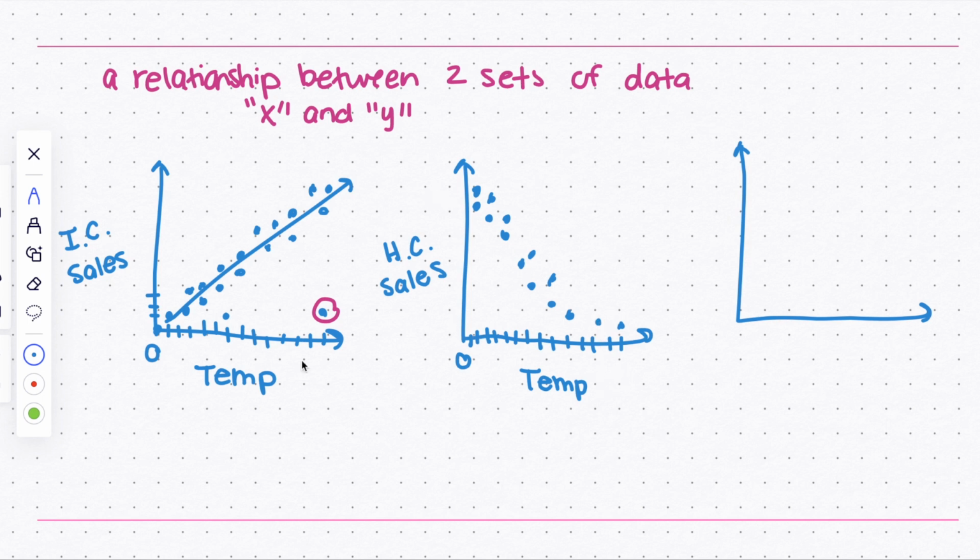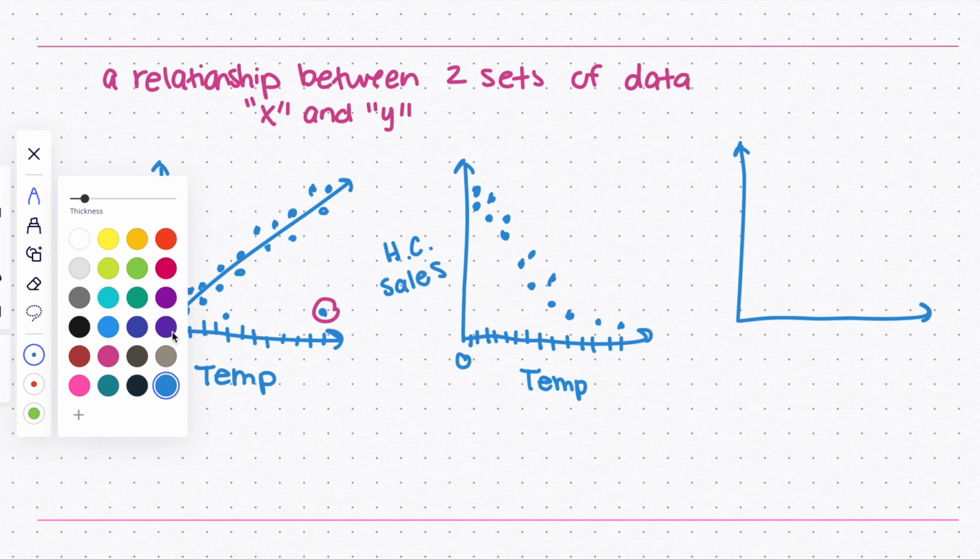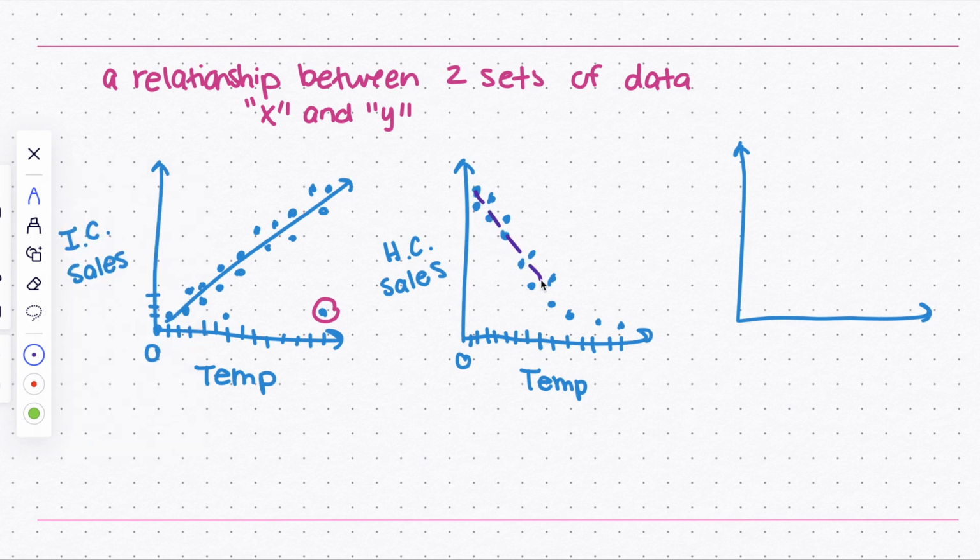So overall, we have a negative trend, which would be a negative line. So we would call this a negative correlation. There is a relationship between the two of these. And we could even go ahead and say that this is a negative linear correlation. So here we have a positive linear correlation.